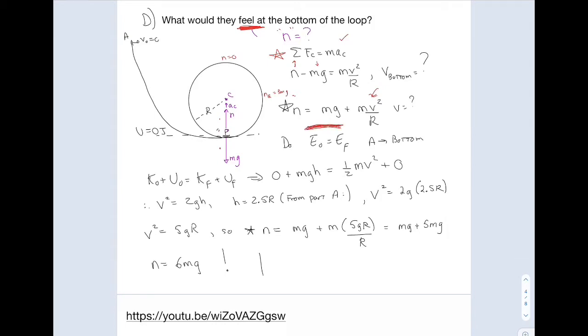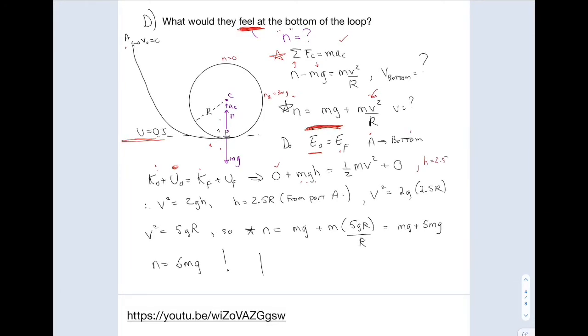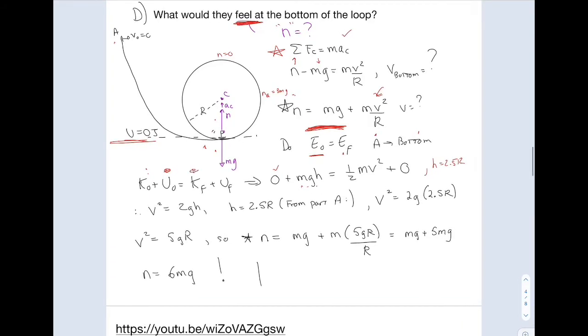So I do E initial equals E final from point A up here to the bottom. Initial energy is kinetic plus potential, final energy, kinetic plus potential. Here's my reference point for potential energy. So initial kinetic is 0, initial potential energy is mgh. And remember, my h is 2.5 r. Then K final at the bottom is 1/2 mv squared. Final potential at the bottom is 0, because that's my reference point.